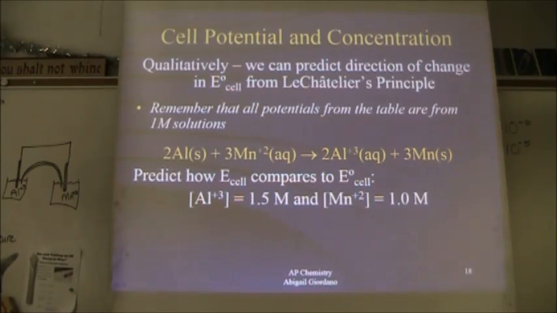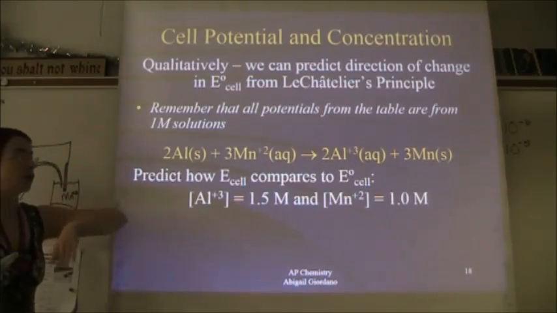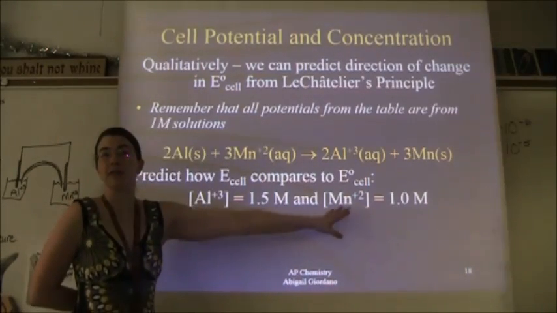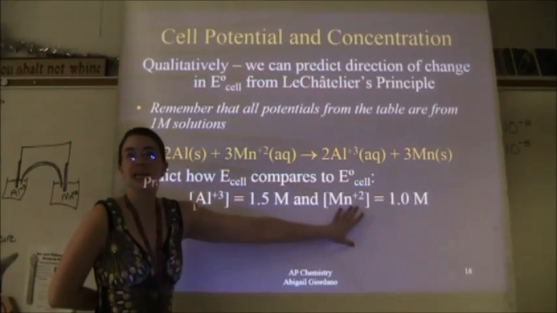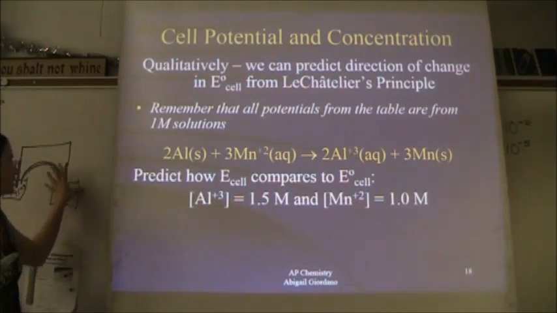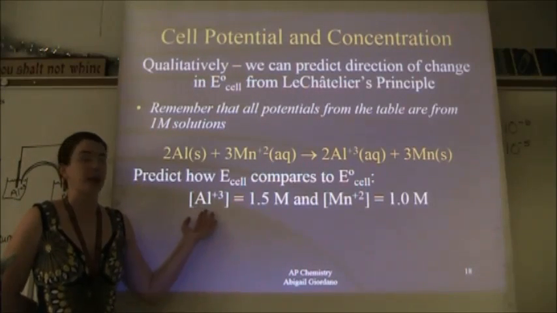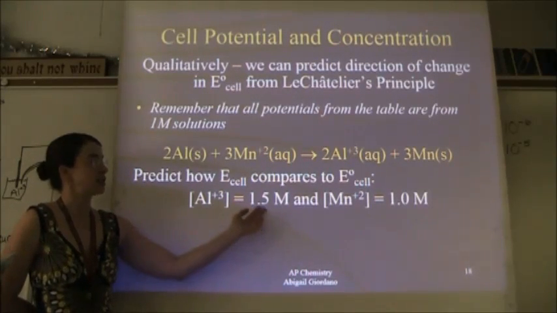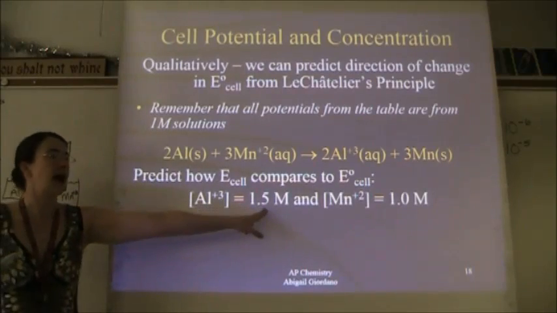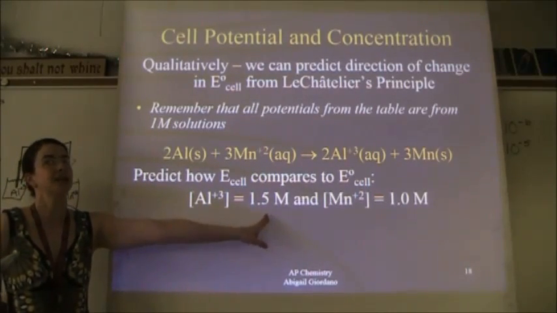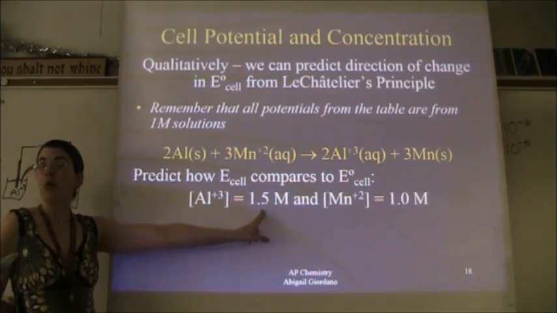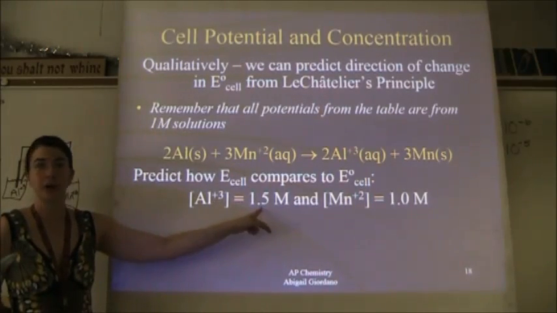Now look at what I'm going to do here. Remember, all things aqueous are, in standard state conditions, 1 molarity. I haven't changed this one at all. I have completely left the manganese side of this galvanic cell alone. But I've changed something about that aluminum solution. And you guys tell me, normally it's 1 molar. Have I added more aluminum ion or taken some away? I've added more. It's greater than it was before.